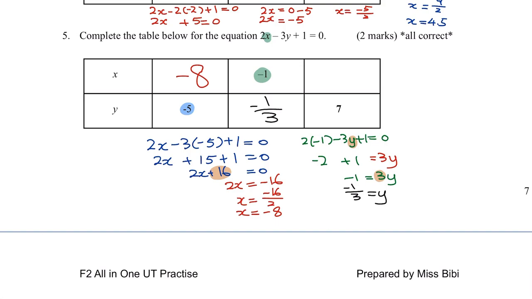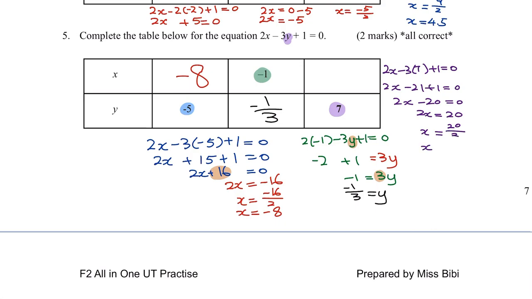How about the last one? We know that y is 7, right? So you replace y by 7 and find the x. So let's do that part. 2x minus 3 bracket 7 plus 1 equals 0. All the others are numbers. You can just click it in the calculator. So 2x minus 21, negative 21 plus 1, negative 20. And then that 20 also goes to the other side, becomes positive. And then 2 times what is 20? Yes, 10. That will be your answer.